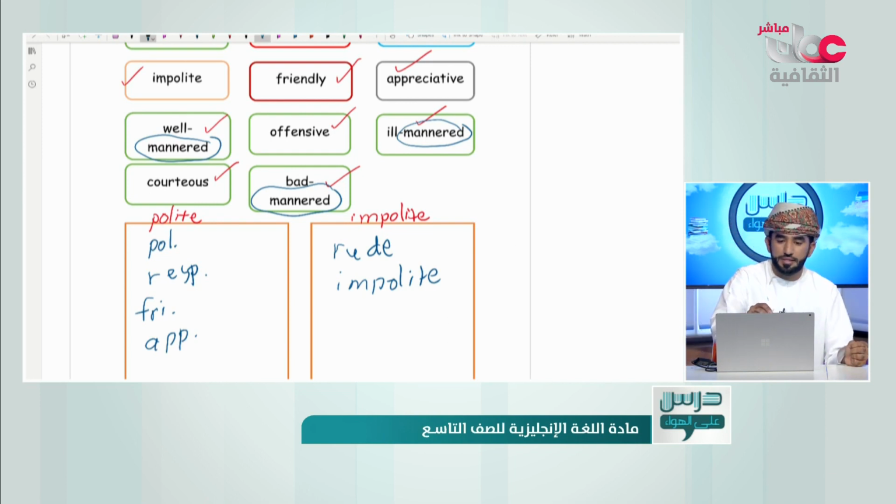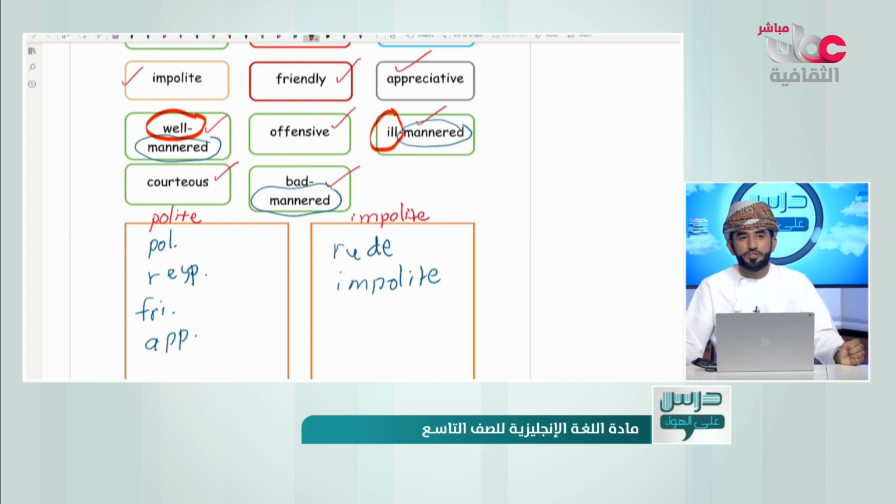If you have a look at this one, let me just change the color of this. If you look at well, and then ill. Now, I know that you guys are going to tell me, well, ill, teacher, it means like the word sick. Like those people who are sick, they should go to the hospital because they are sick. Am I right? Yes, it is. But at the same time, the word ill can be used to describe the personality of a human being. If you just add ill to the word mannered, it becomes an impolite word.